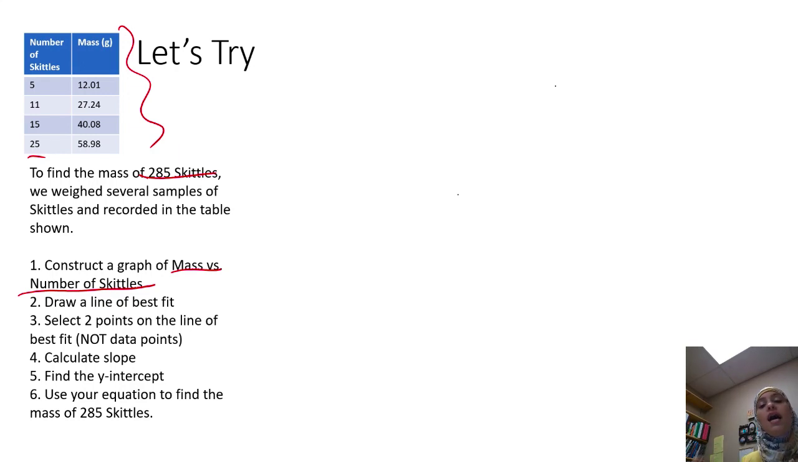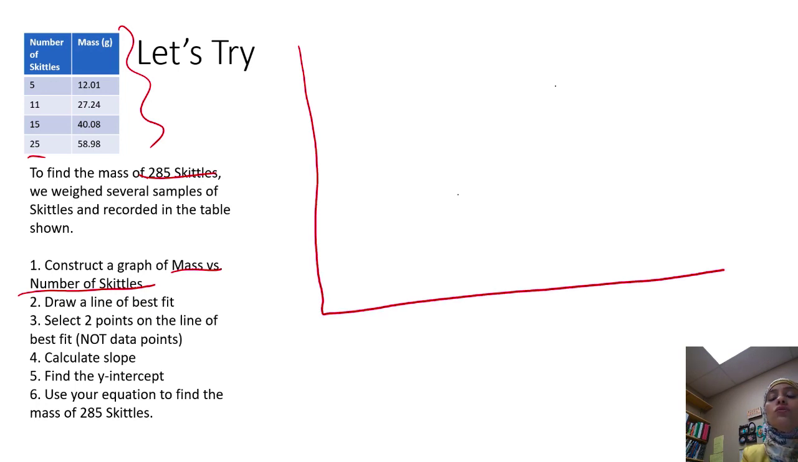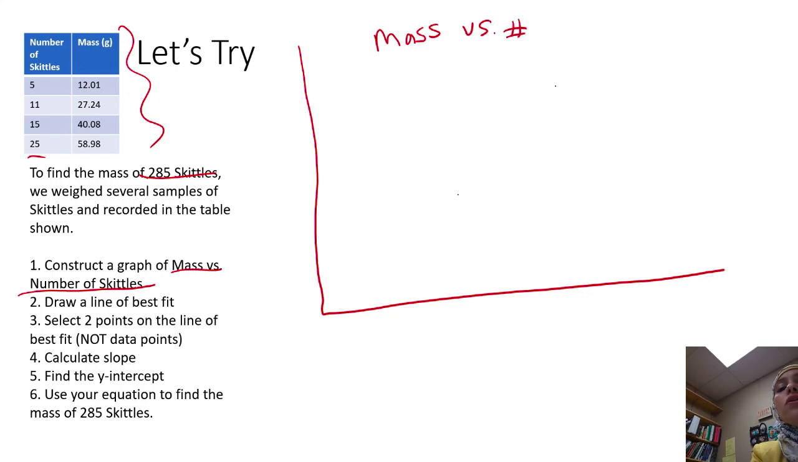So let's go ahead and do it. I'm going to draw this line for you. Now guys, when you're doing this by hand, you need graph paper. I know I don't have graph paper, so I'm really winging it here on the computer, but you need to have graph paper, okay? Otherwise, you will not get good accuracy there. So when we say mass versus number of Skittles, this is going to be your title: Mass versus number of Skittles.